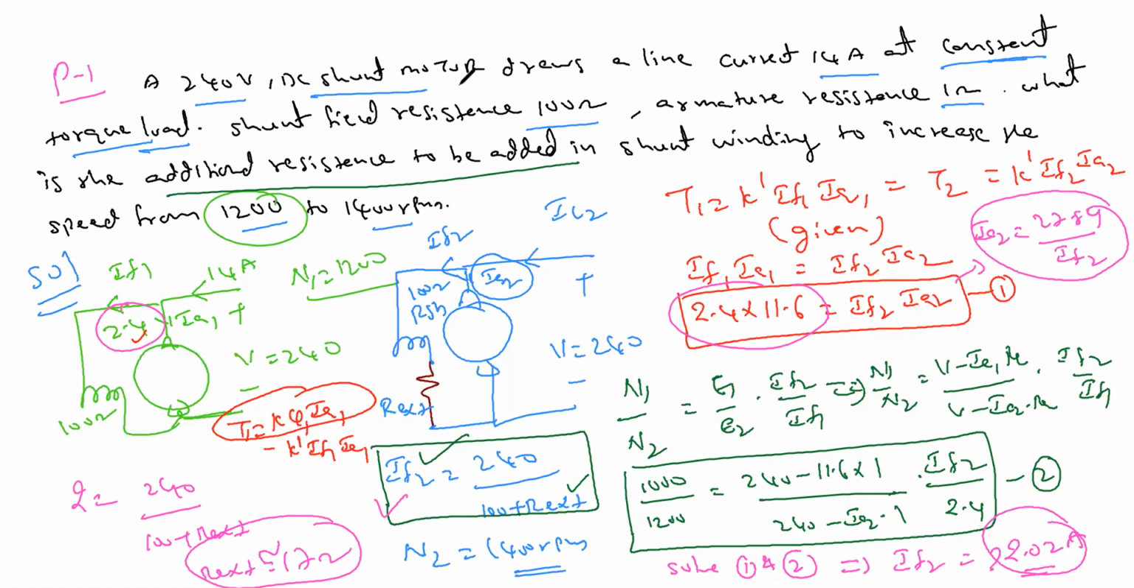So let me move on to the next one. Flux control method, this is what it is. Speed can be increased with the flux control method. The third one is the voltage control method. How do you do that? Let us see here. The third one is a separate system, like the Ward Leonard speed control method.